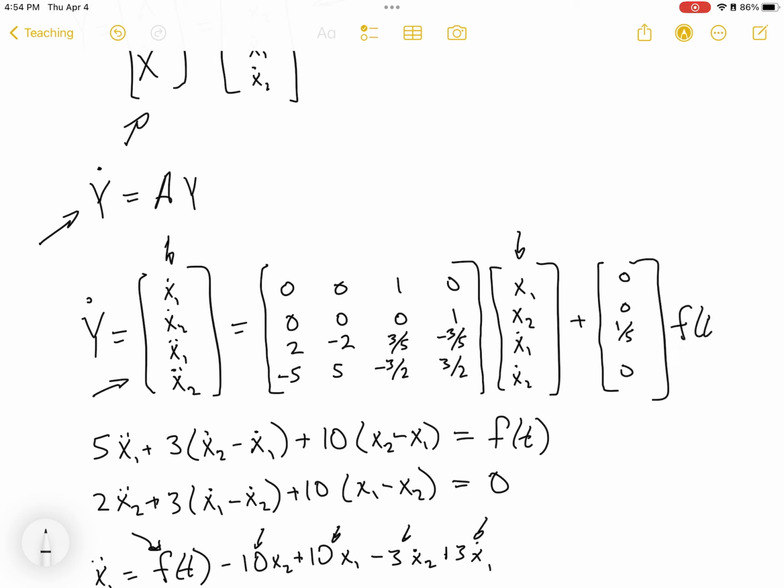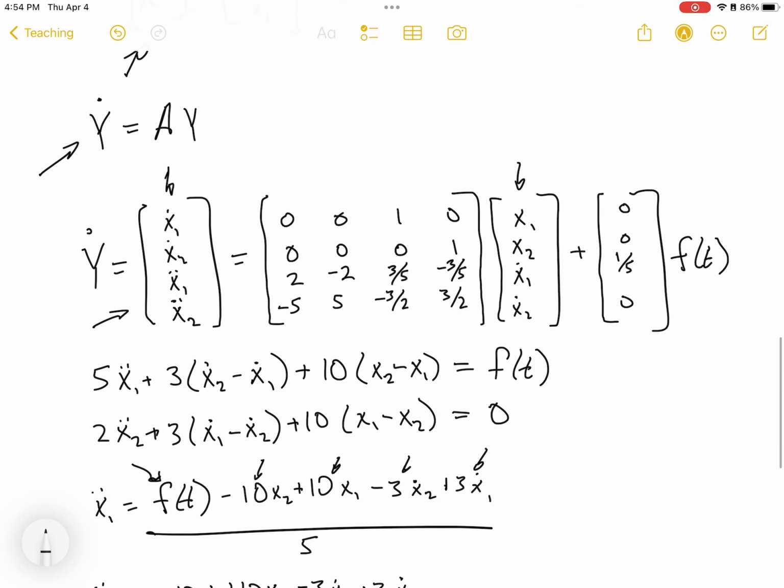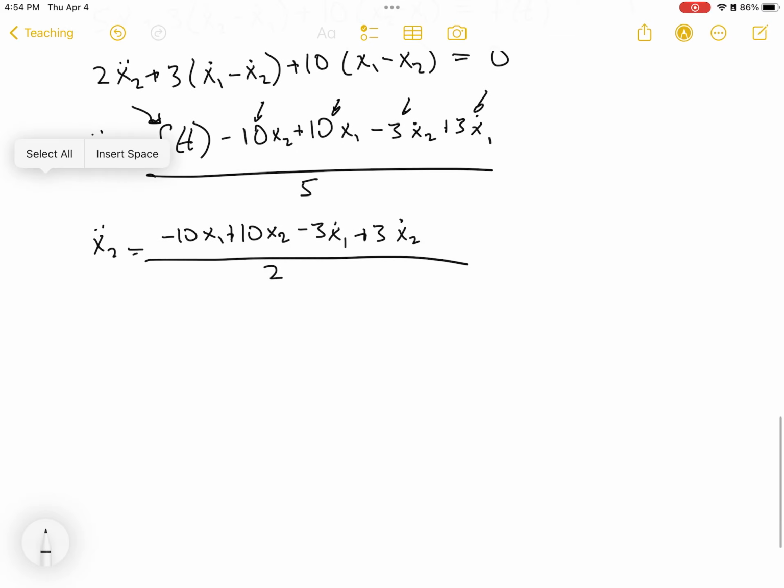And that we often just say is equal, we just add a g times f, where g is this vector right here. So this is state space form. y dot is equal to a y plus g times f.